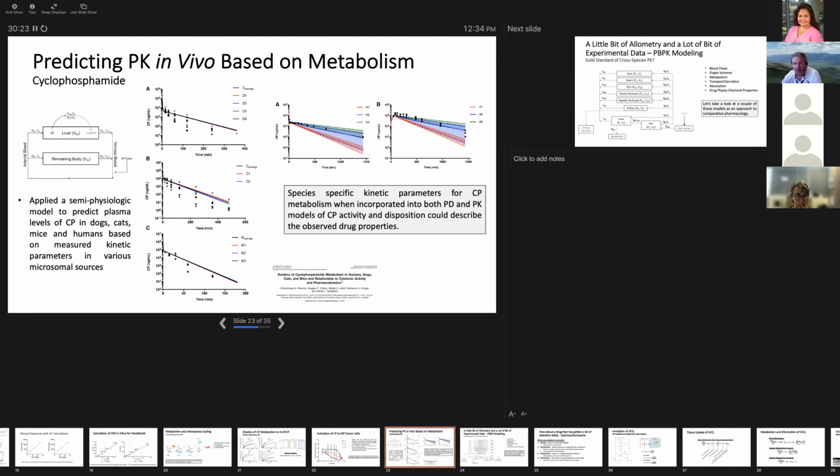Okay, and so what this tells us is that when you take into account the metabolism, and the metabolism is driving that pharmacokinetic parameter across species, you can do species-specific parameters. And you also need to include a little bit of allometry with blood flows, because those are critical to having in there as well. So again, with more data, you can make better predictions.